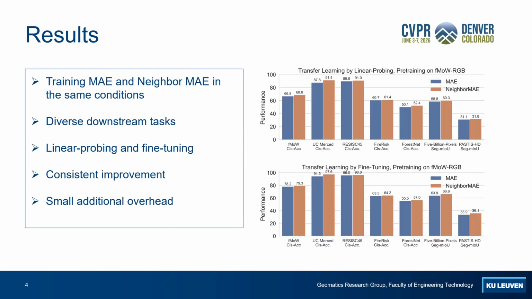We compare NeighborMAE with original MAE under the same training conditions. The evaluation includes diverse downstream Earth observation tasks, including image classification and semantic segmentation. We evaluate both linear probing and fine-tuning. As shown on the right, NeighborMAE consistently improves over MAE across all downstream benchmarks. This result suggests that neighboring images provide useful contextual information, and that NeighborMAE learns more transferable representations than standard MAE.